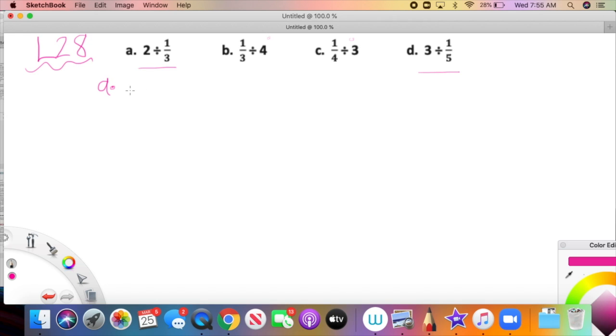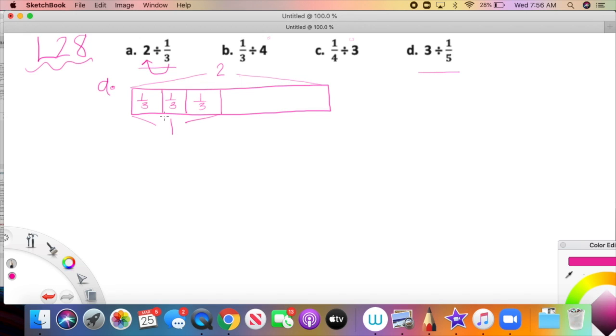So here in A, we're looking at 2 divided by 1/3. So first we're going to show 2. I think you all hopefully feel really comfortable with that. 2, great. Really what we're asking is how many 1/3 fit inside of 2? So in order to show that, we're going to have to chop each of our wholes into thirds. So I have 1/3 and 1/3 and 1/3. This is 1. You all know that there's 1, 2, 3 thirds that fit inside of 1.